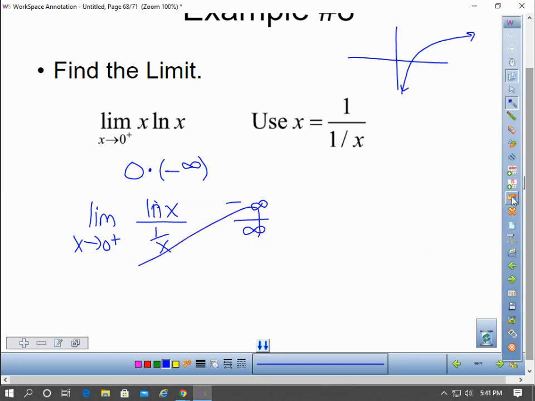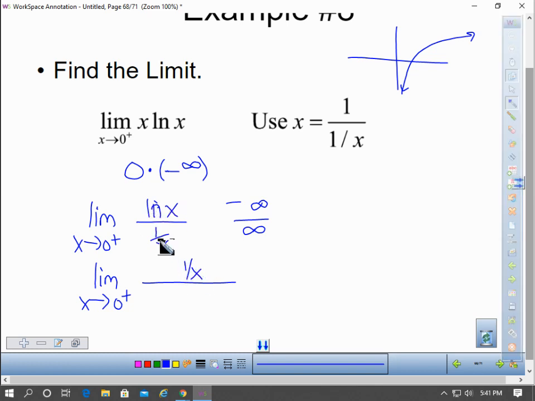So to do L'Hopital's rule, all I have to do is take the derivative of the numerator and the derivative of the denominator. So what is the derivative of ln of x? Well, that's 1 over x. And then what's the derivative of 1 over x? 1 over x is the same as x to the -1, so its derivative is -1 x to the -2, which is -1 over x squared.